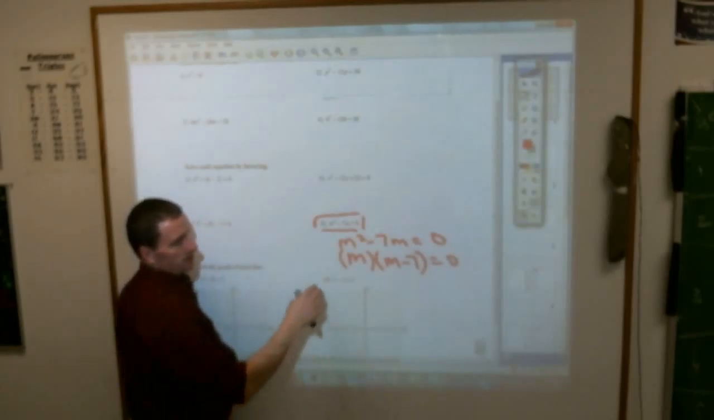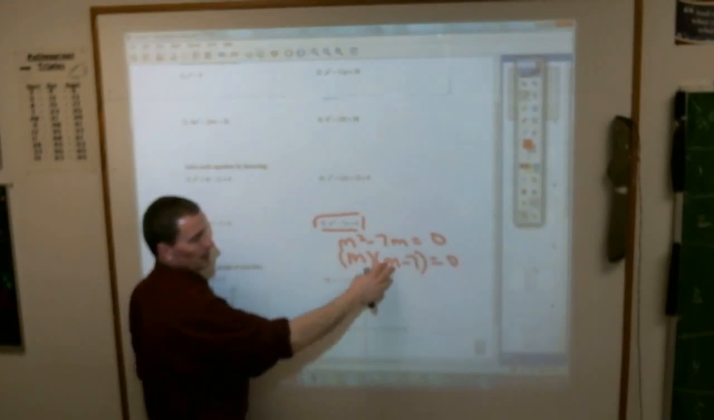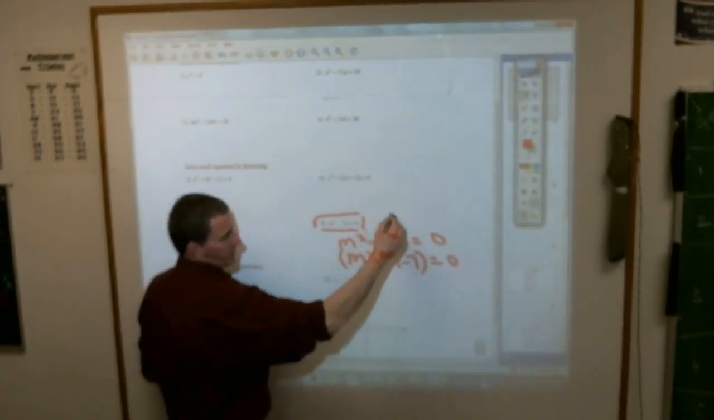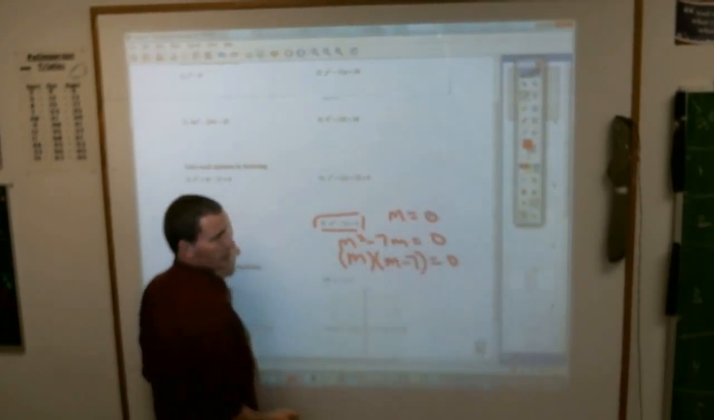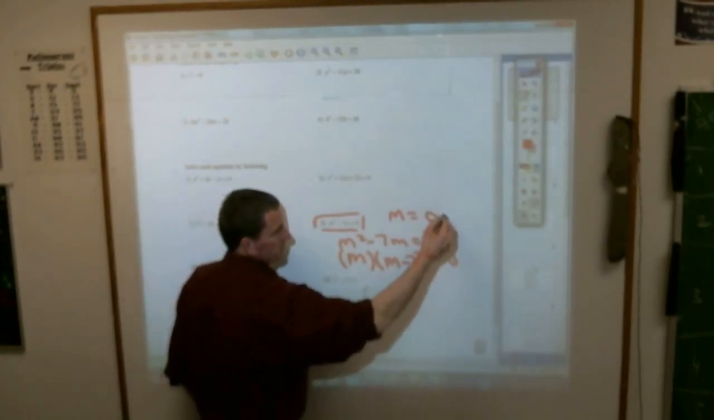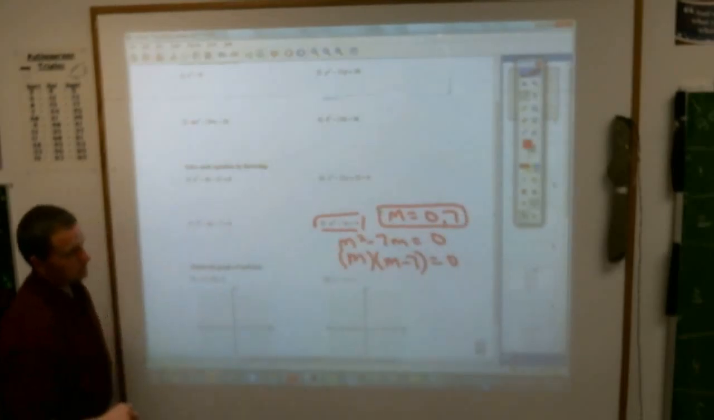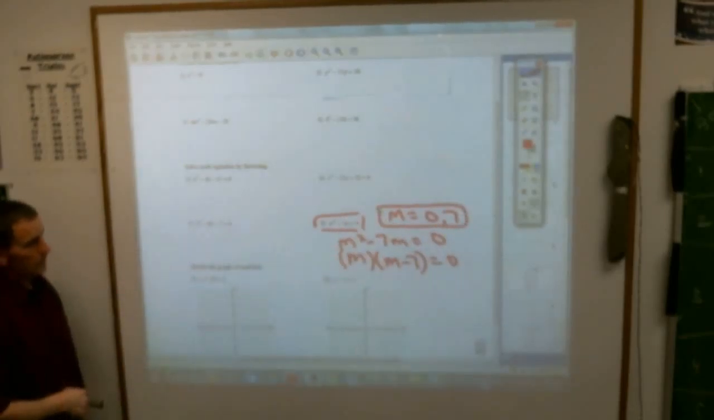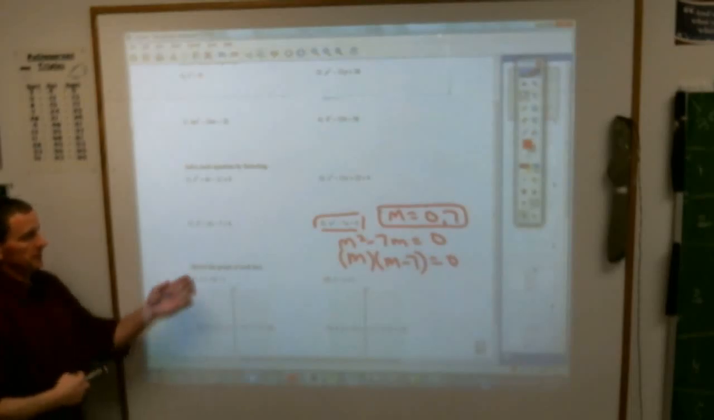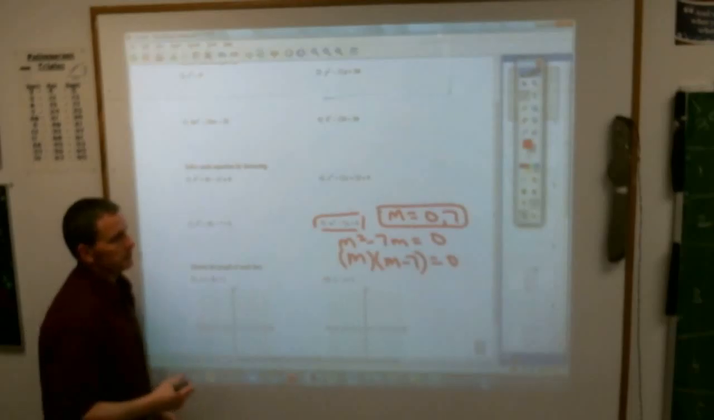Then you ask yourself, what does m have to be to make these parentheses 0? Well, this one's pretty easy because it's just a single m, so m is 0. And this one, what number when you subtract 7 from it gives you 0? 7. So those would be the 2 answers there. Whereas these, you're just going to factor into the 2 binomials, and then look and see when they're equal to 0.